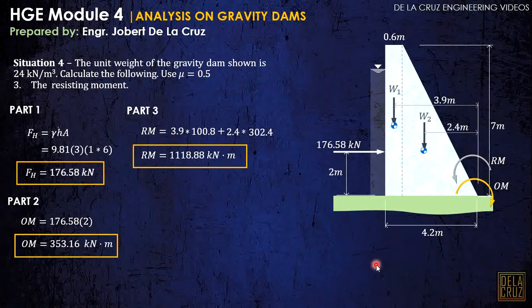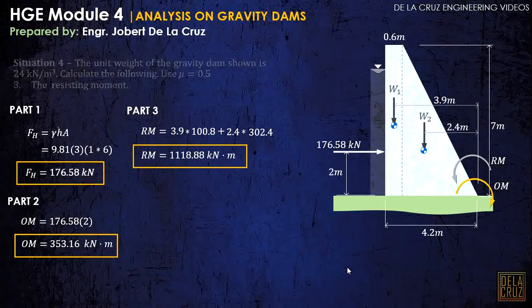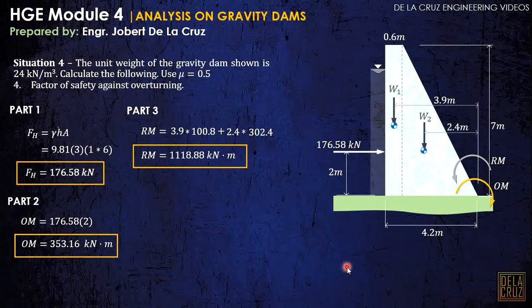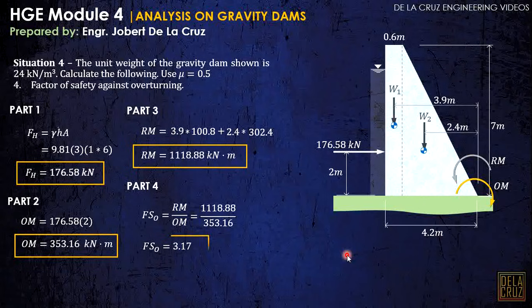Okay. Now, the factor of safety against overturning. As you can remember earlier, that is just RM over OM. Okay, clear? And that is 3.17 and it is safe, no? It did not go below 1.0.